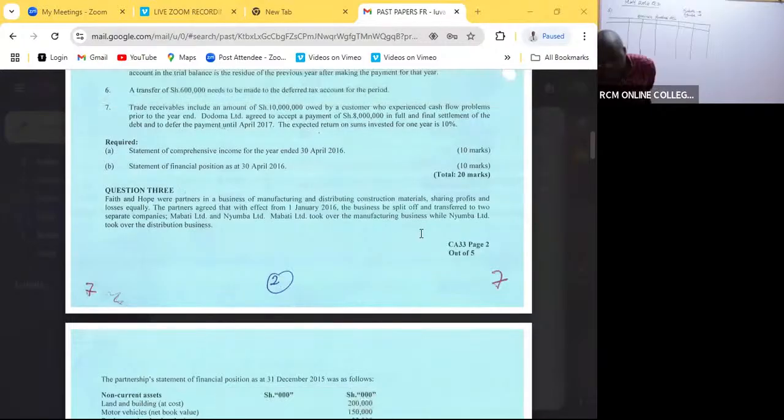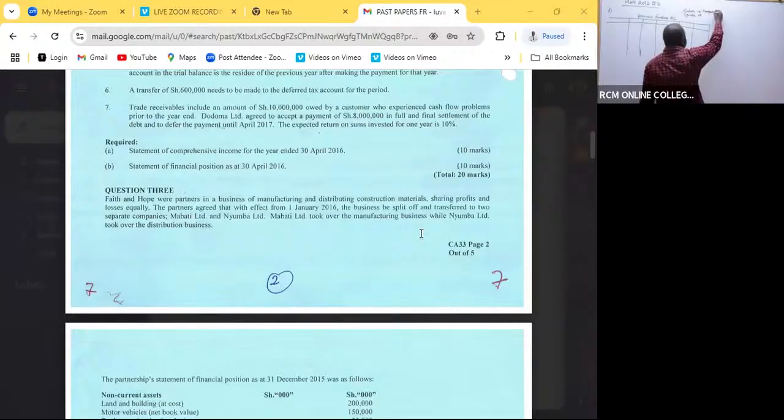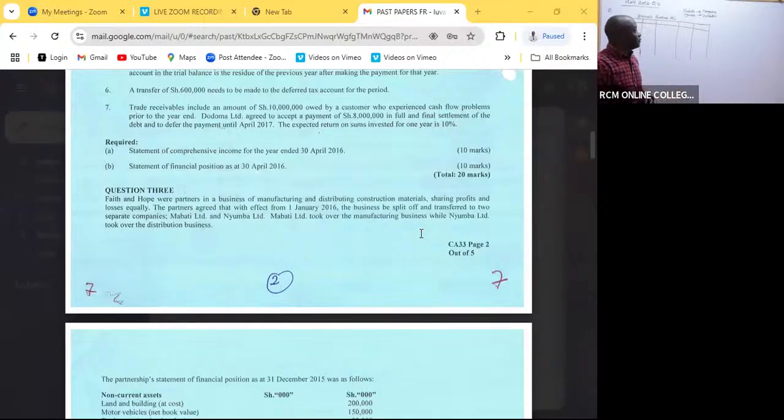Mabati is going to take over the manufacturing business, while Nyumba is taking over the distribution business. That is how they are going to take over this partnership. There is the arm dealing with manufacturing, and that one will go to Mabati. Then Nyumba will take over the distribution arm of the business belonging to this partnership.